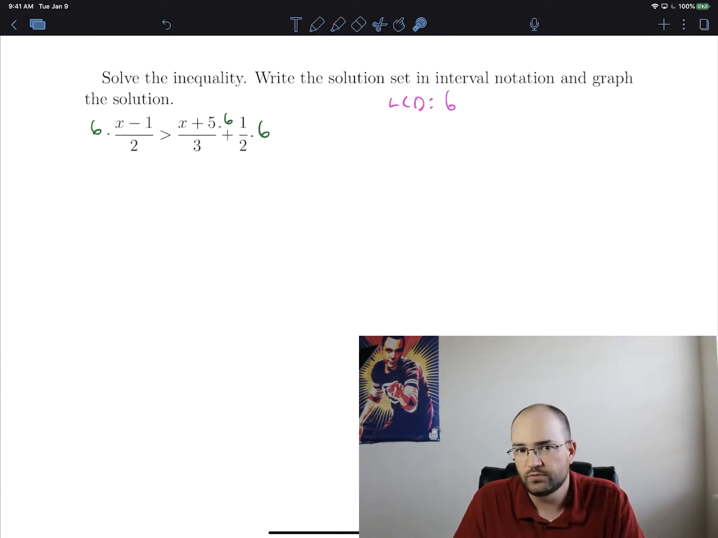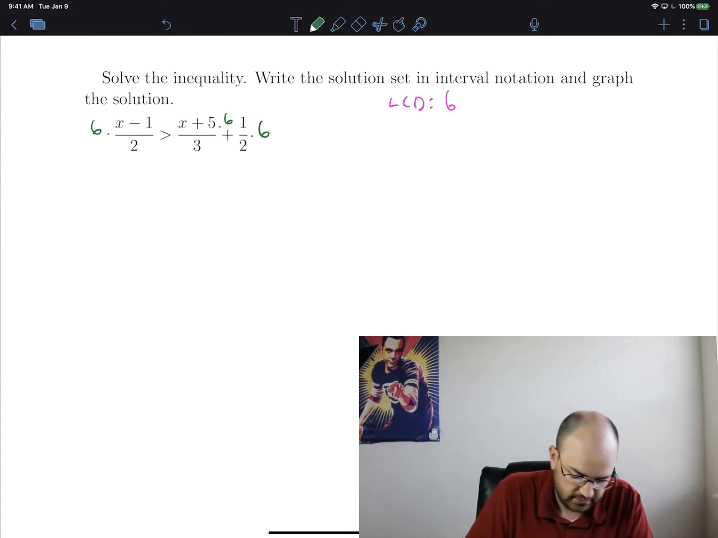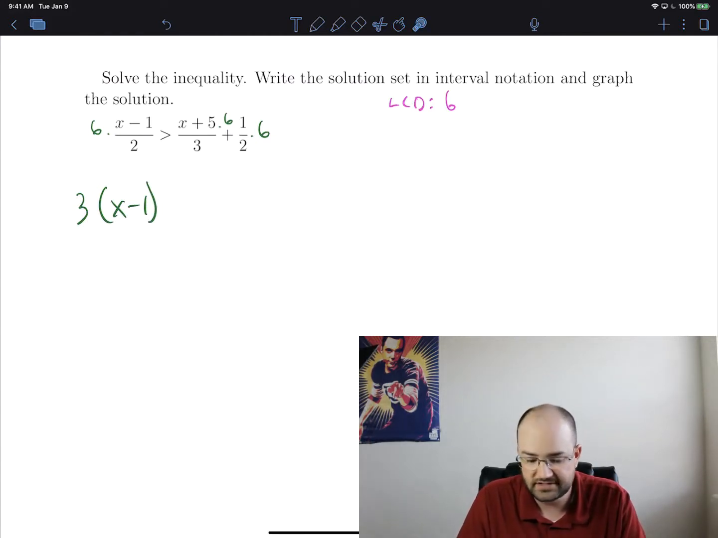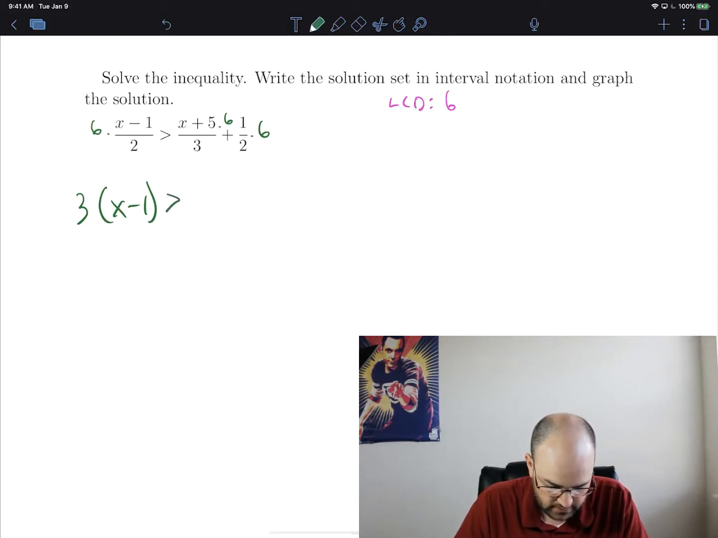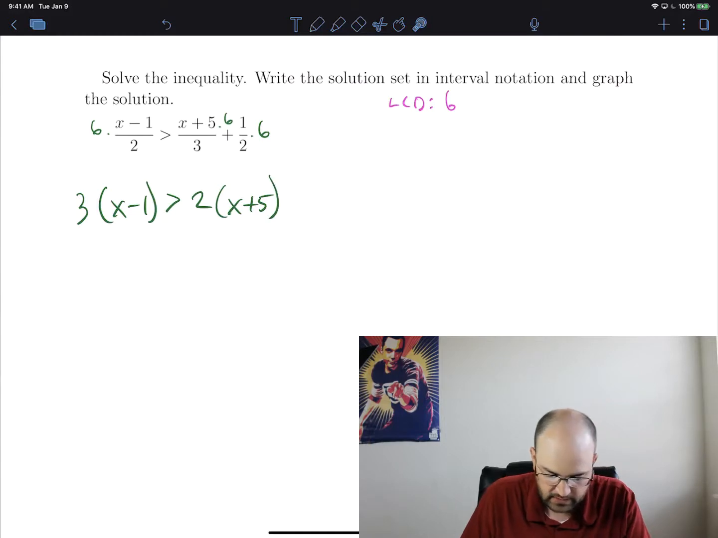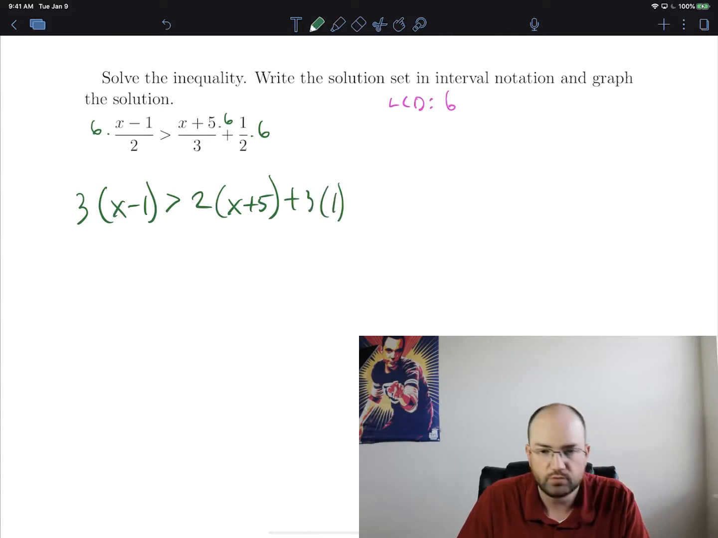So the first thing we're going to want to do is do division first. So 6 divided by 2 is just 3 times the numerator of x minus 1. Now, what I multiplied both sides by was positive 6, so I do not need to flip the arrow, only if it was a negative 6 that I multiplied by. Okay, so that means that we have greater than, and then 6 divided by 3 is 2 times the numerator of x plus 5, and then 6 divided by 2 is positive 3 times the numerator of 1.